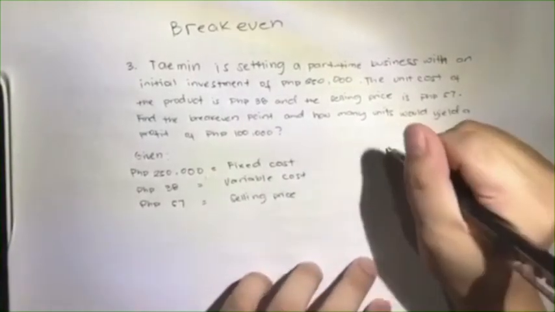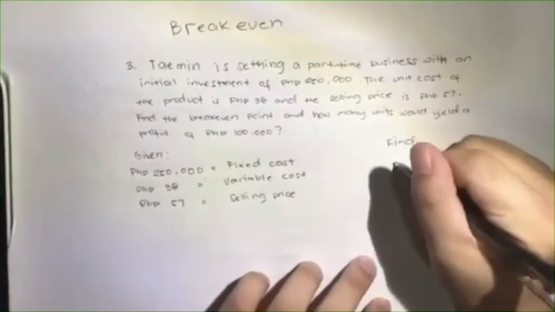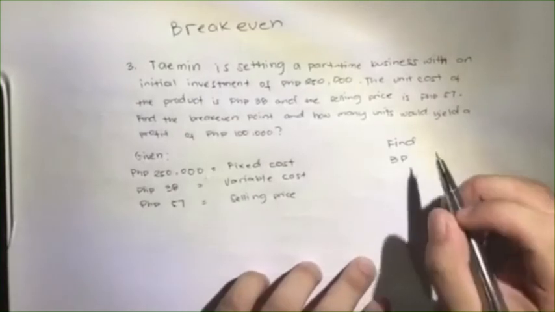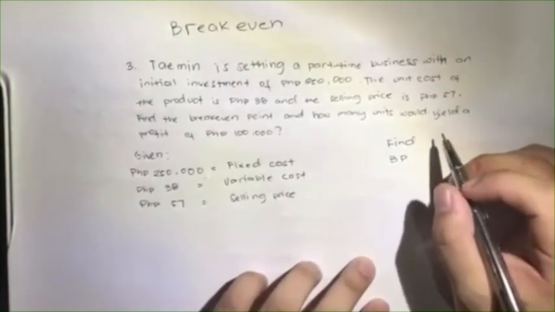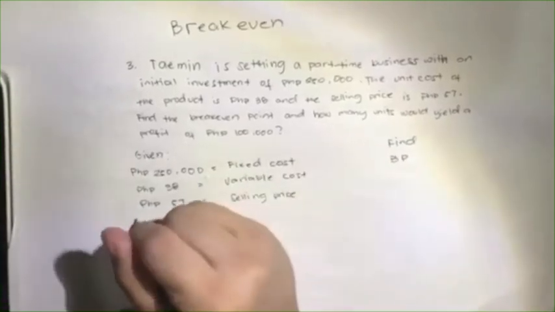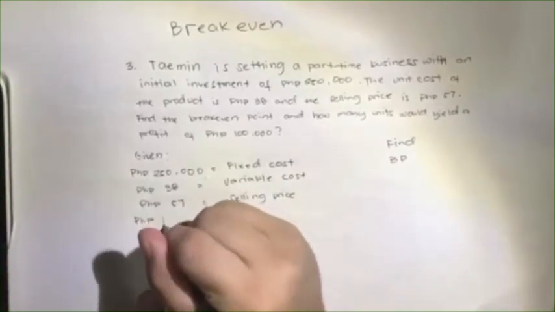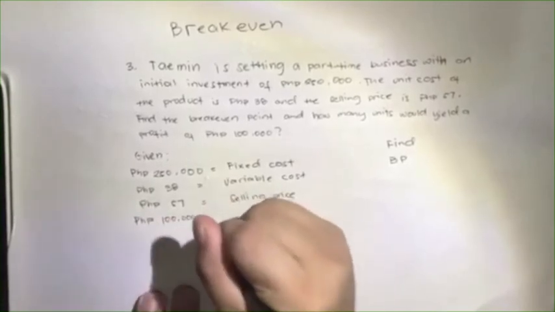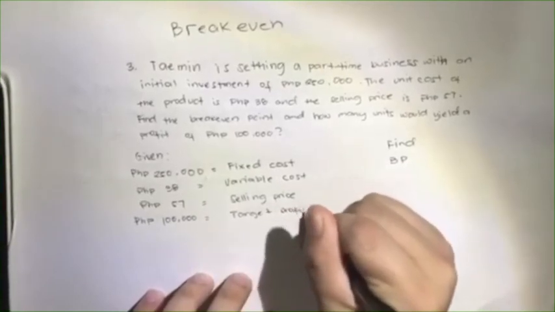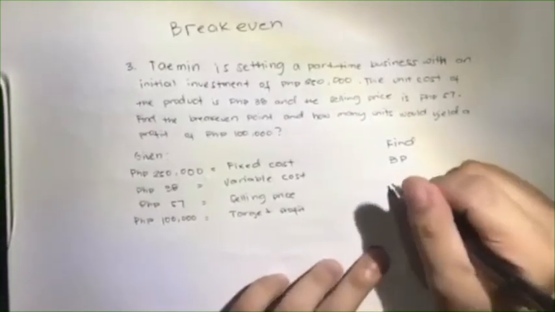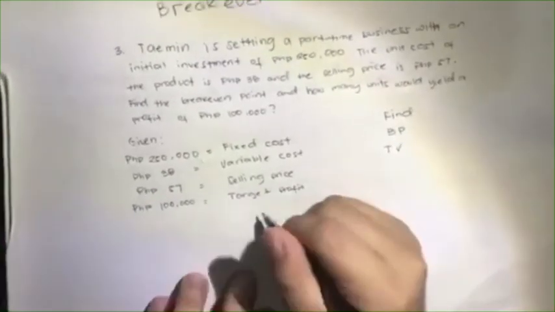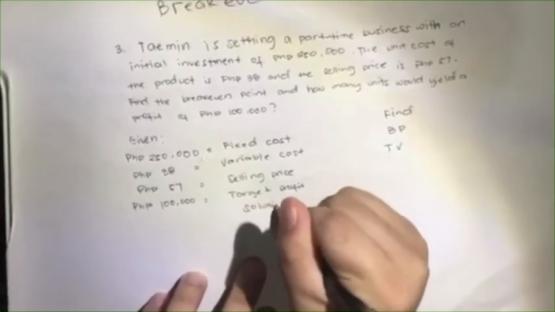Find the break-even point. So we will find the break-even point and how many units would yield a profit of 100,000. So this is the target profit, 100,000, our target profit. So we will find how many units. So we will find our target volume. Let's go to our solution.